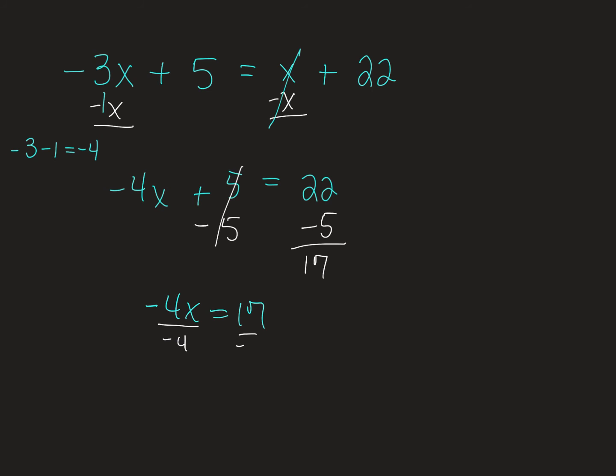Divide by -4. X is going to be -4 1/4, or -4.25.